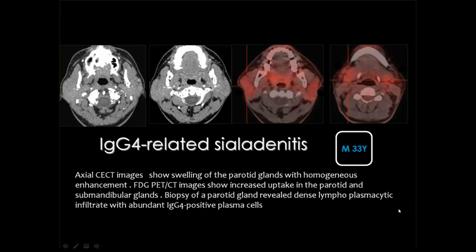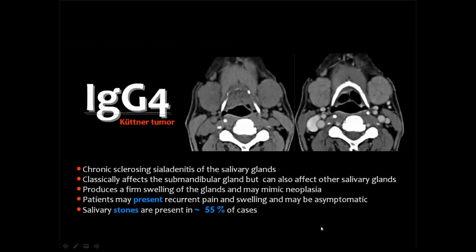And you remember that all the IgG related diseases will show metabolic activity on PET CT. As you can see here, there is bilateral, almost symmetrical enlargement of the lacrimal glands and of the parotid glands, showing homogeneous contrast enhancement. And this is the lesion which was previously known as Kuttner tumor, which can affect one of the submandibular salivary glands, or may affect both, or may also involve other salivary glands.